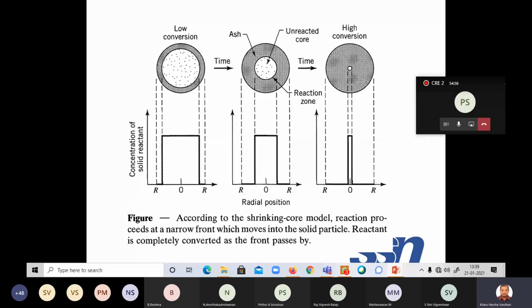Any doubt? I think now I made my point clear. Not clear still. I'm waiting for your response. Yes, sir, we got it. Makes sense. So here, unlike your homogeneous reactions, extra mass transfer also plays an important role.